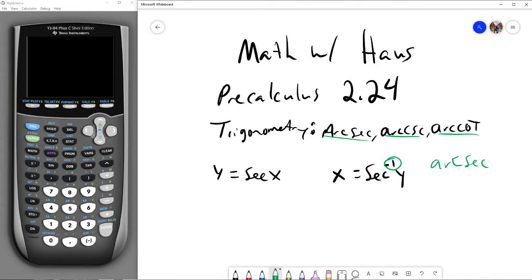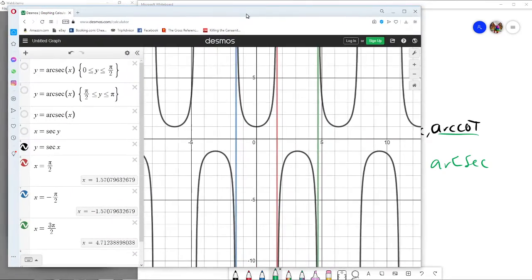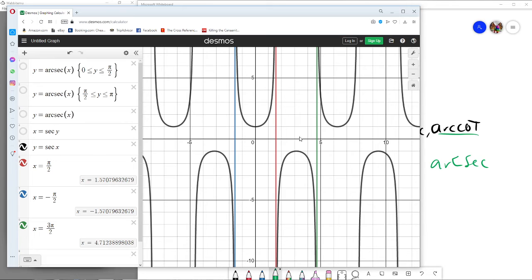Our basic plan is that whatever the x values were for our inputs for secant are now our outputs, and the corresponding y coordinates are now our inputs. Normally you would make a table of values, and I did that for sine, cosine, and tangent. We're not going to worry about that with these functions. Instead, we're going to go straight to a graph, thanks to Desmos. This is the graph of just secant x.